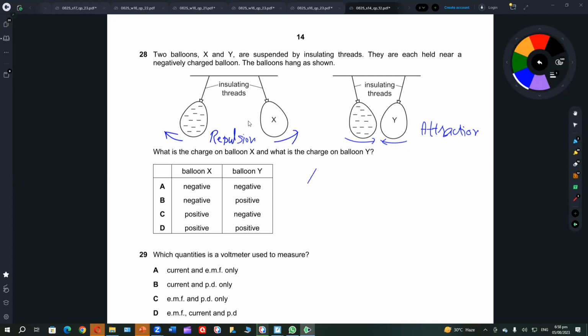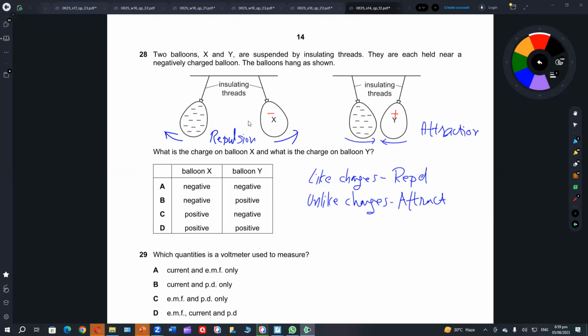And what's the rule? Like charges repel, and unlike charges attract. So now I have made the notes for you and you have to tell me the answer quickly. X should be minus. We need repulsion with X. If I put negative here on X, do you think repulsion is justified? If I put a plus here, will attraction be justified? Balloon X will be negative.